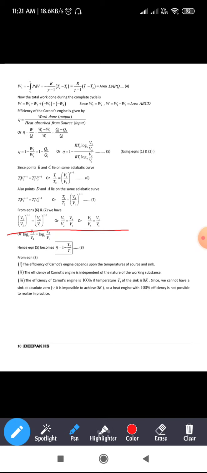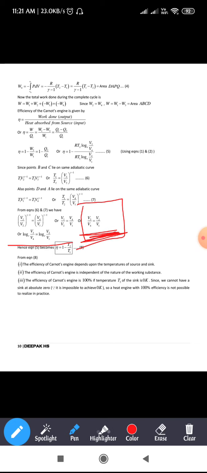The left out thing is v3 divided by v2 is equal to v4 divided by v1, or that can be written as v3 divided by v4 is equal to v2 divided by v1. So hence you can write that as log base e v3 divided by v4 is equal to log base e v2 divided by v1, multiplying log base e on both sides. For this equation, multiply log on both sides, log base e, so you are going to get log base e v3 by v4 is equal to log base e v2 by v1.